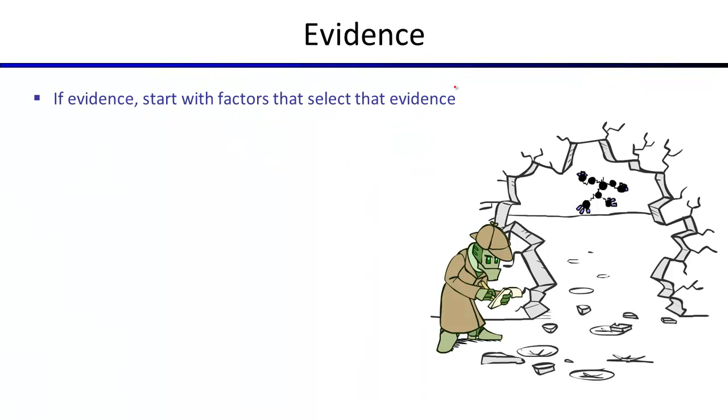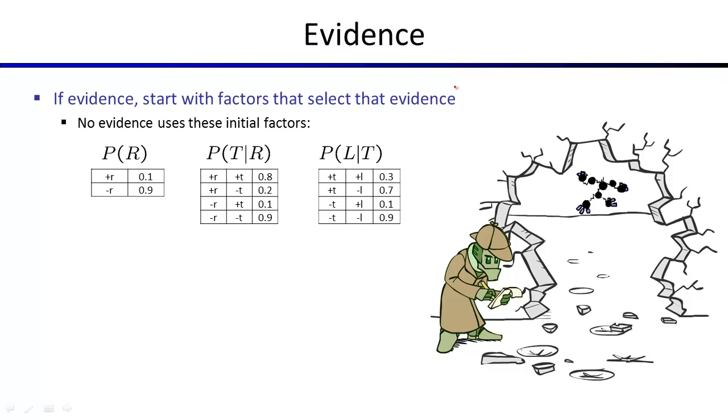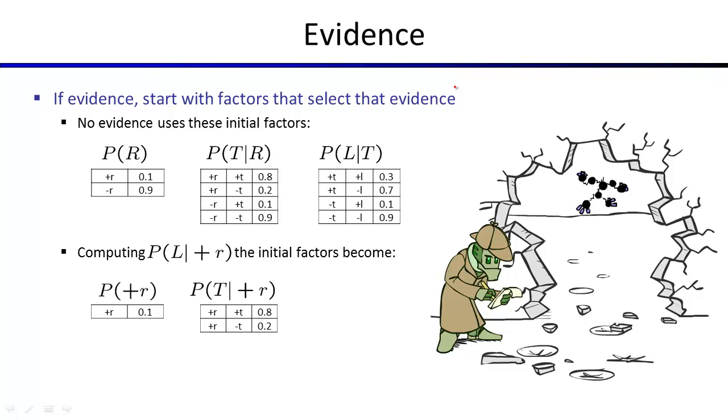Okay, what if there's evidence? Just like with inference by enumeration, when there is evidence, you just look at your tables and you only retain those entries consistent with your evidence. So no evidence, it looked like this initially. With evidence, plus r, let's say, it looks like this. After that, we can still go through the same process. We still join on the hidden variables, sum out over hidden variables, and then at the end, we have the answer to our query.